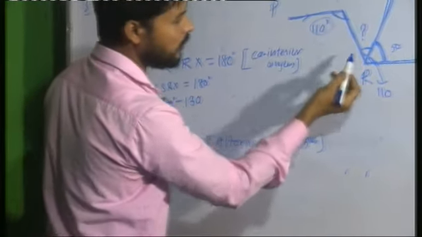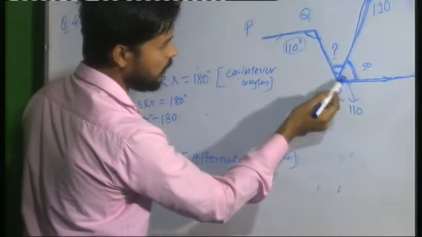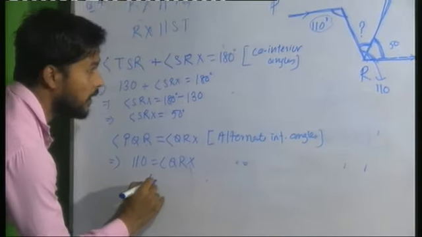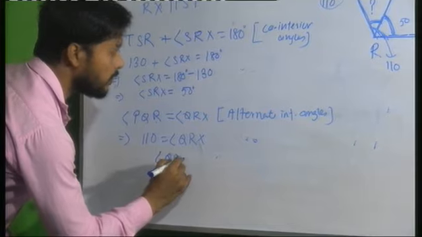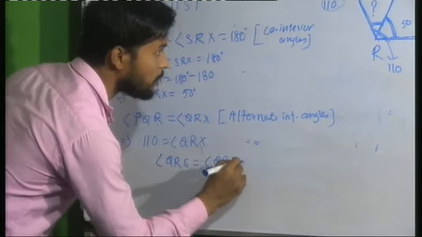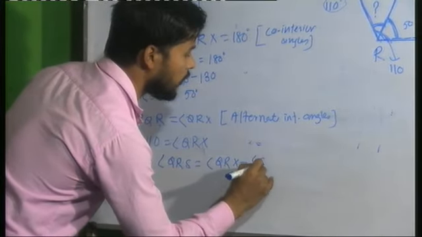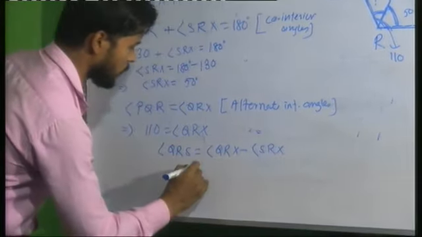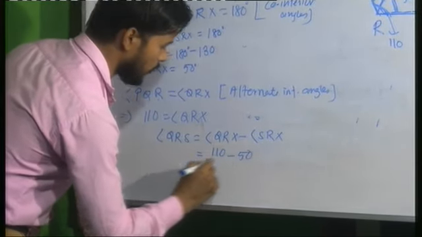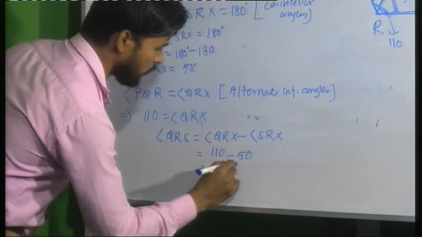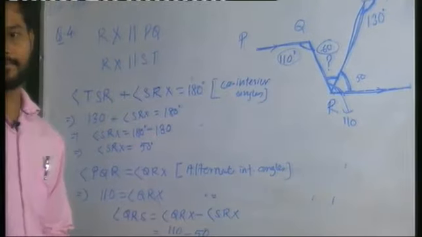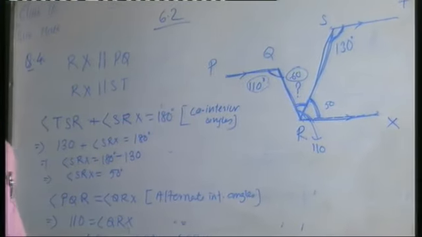So from the diagram we can say that this angle is equal to this angle minus this angle. That means angle QRS is equal to angle QRX minus angle SRX, which is equal to 110 minus 50 degree. So that is equal to 60 degree. So this angle is equal to 60 degree and hence solved.